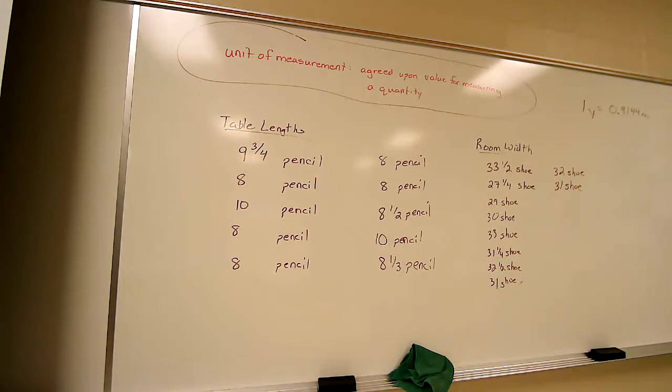And how many inches would be in 1 yard? It would be 36 in 1 yard, because there's 12 inches in a foot and 3 feet in a yard. So a meter is roughly 39 inches.